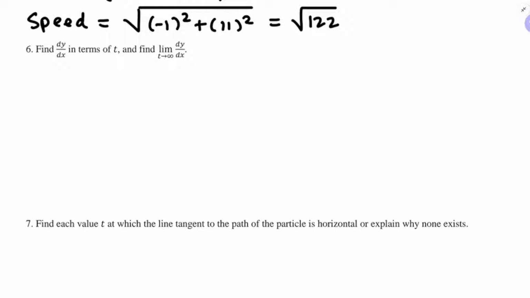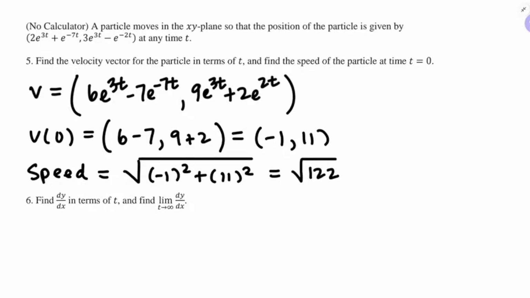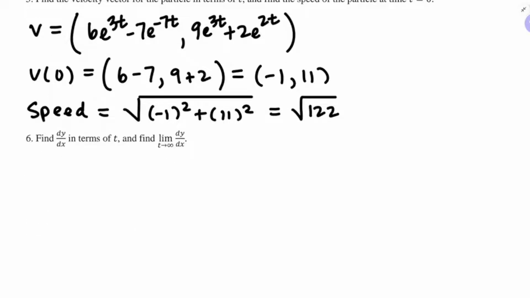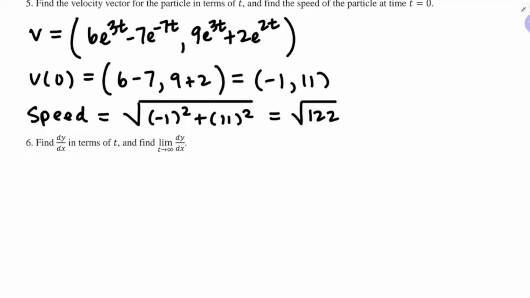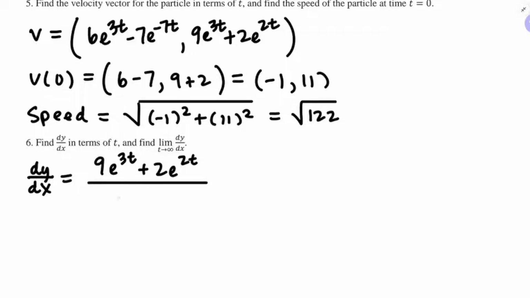Find dy dx in terms of t and find the limit as t approaches infinity of dy dx. Okay, so I've got the velocity vector, and that's going to be like the x derivative and the y derivative, so I'm going to say, all right, dy dx equals 9e to the 3t plus 2e to the 2t, divided by 6e to the 3t minus 7e to the negative 7t.